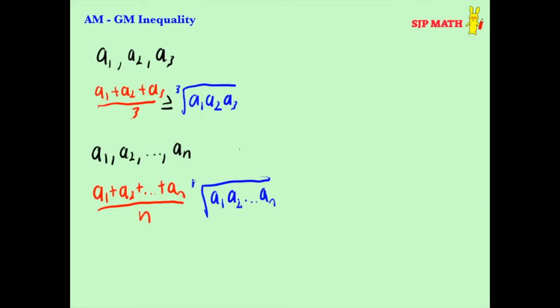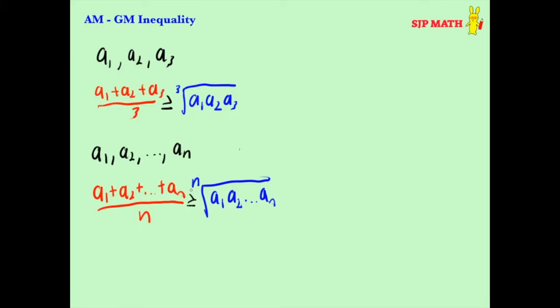Now what if we have n non-negative real numbers? So a1, a2, all the way up to an. So the arithmetic mean is a1 plus a2 plus all the way up to an divided by n. And the geometric mean is a1 times a2 times all the way up to an to the root of n. And the AM-GM inequality states that the arithmetic mean is always larger than or equal to the geometric mean for any set of non-negative real numbers. And that is our general formula for the AM-GM inequality. So now we have a fundamental understanding of what the AM-GM inequality is.